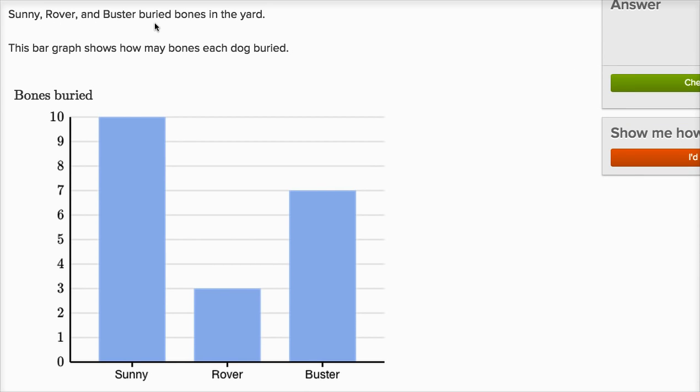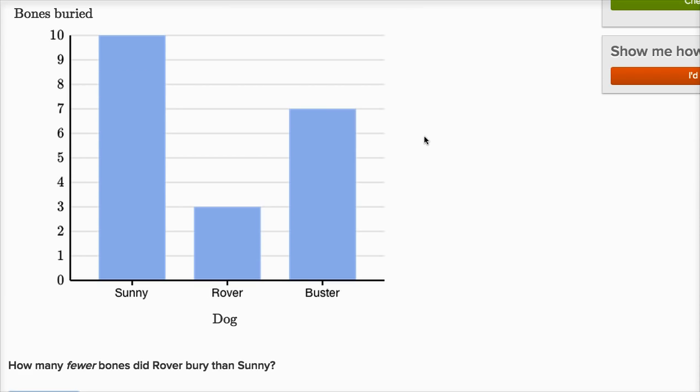Sonny, Rover, and Buster buried bones in the backyard or in the yard. This bar graph shows how many bones each dog buried. All right. So Sonny buried 10 bones. Rover buried 3 bones. Buster buried 7 bones.